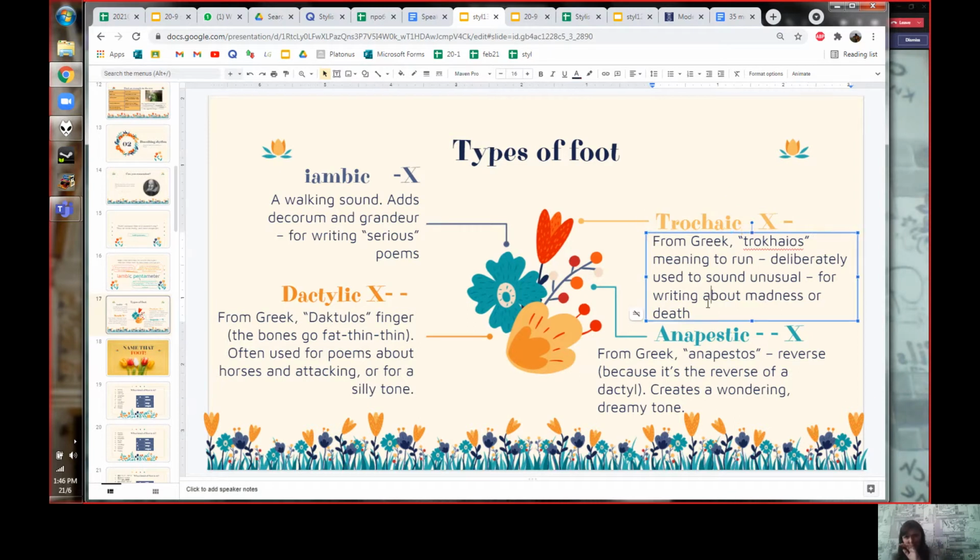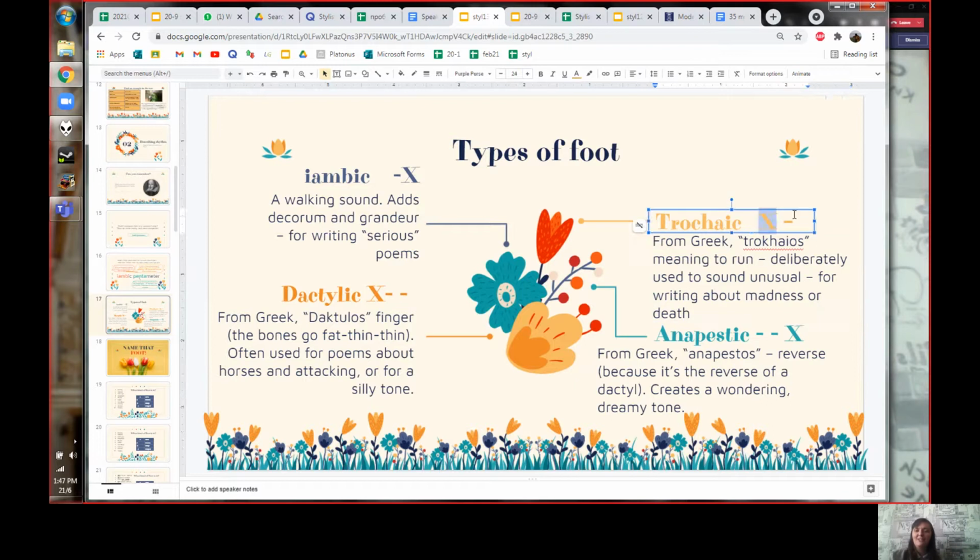So, how to remember which one's iambic and which one's trochaic, which one is normal and which one is crazy? Well, you can think about the word hello. If I say to you in English, hello, this is a normal kind of hello. It's got an unstressed syllable first, and then we have the stressed syllable.